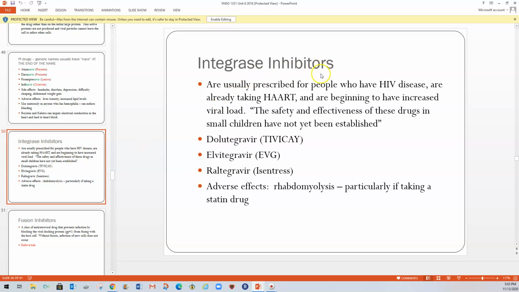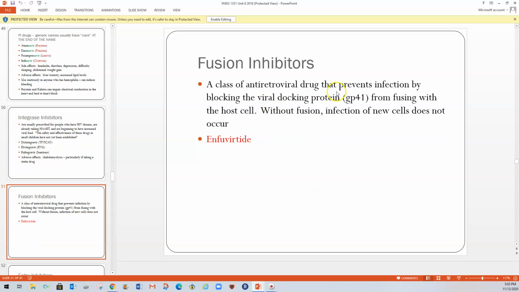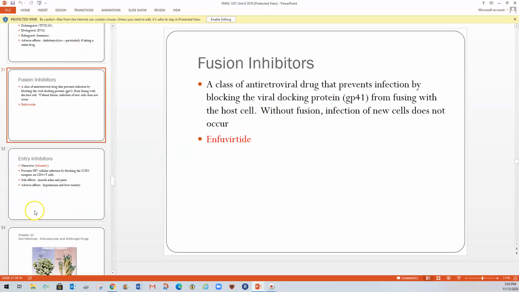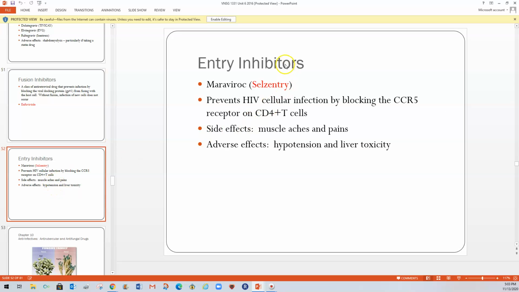Integrase inhibitors are usually prescribed for people who have HIV. Fusion inhibitors is another class. Entry inhibitors.